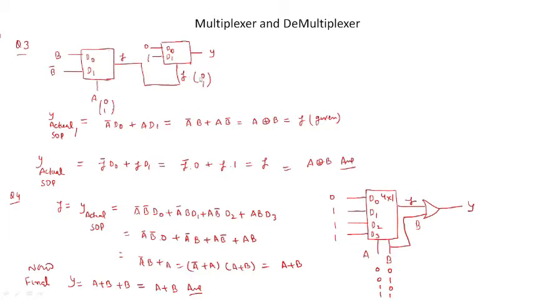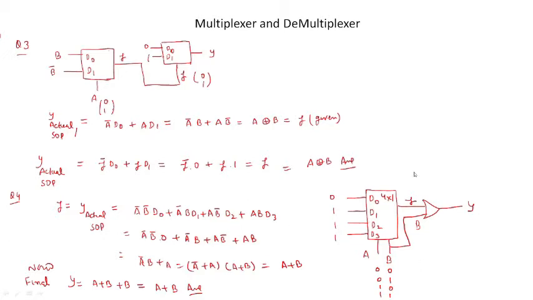Here you see it is 0, so it will be F bar D0 plus there is 1, so it will be F into D1. Here D0 is 0, so this term will be 0, and D1 is here 1, so it will be 1. So we find that the actual output here is A exclusive OR B.